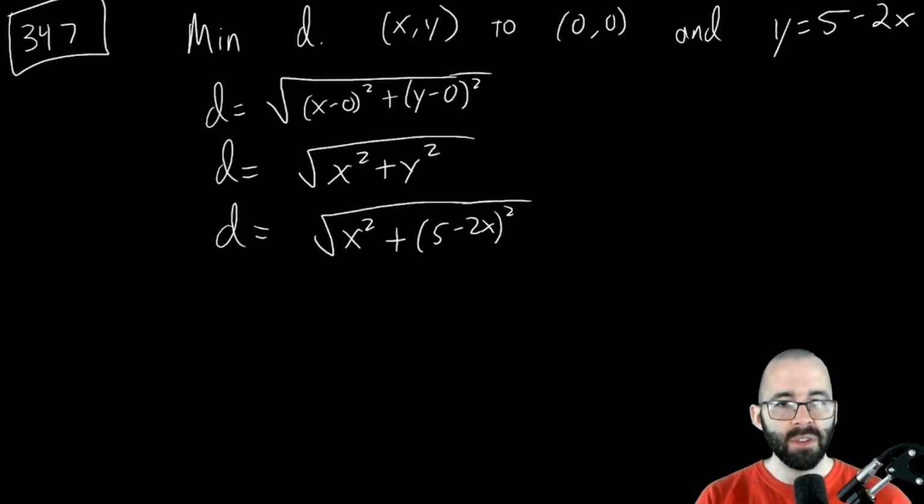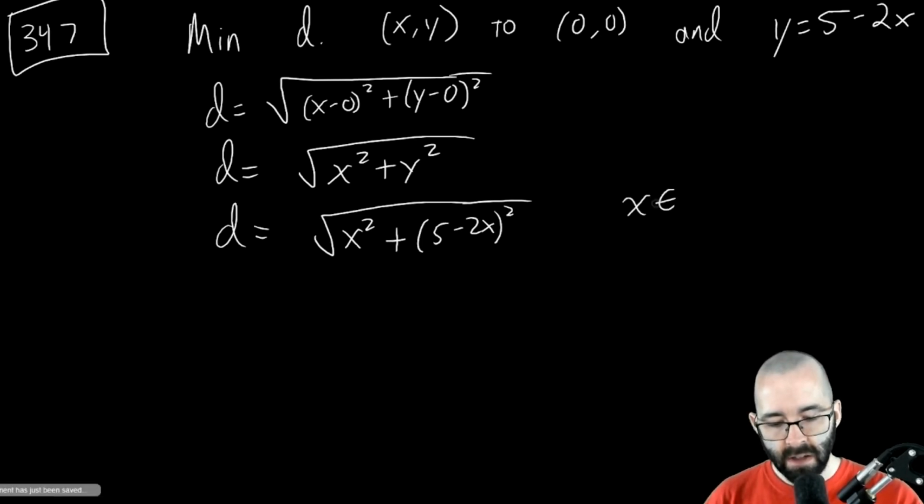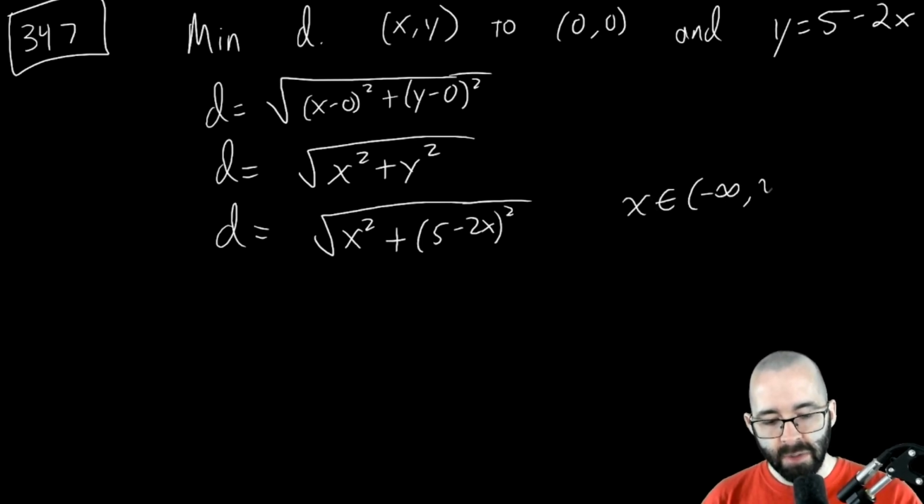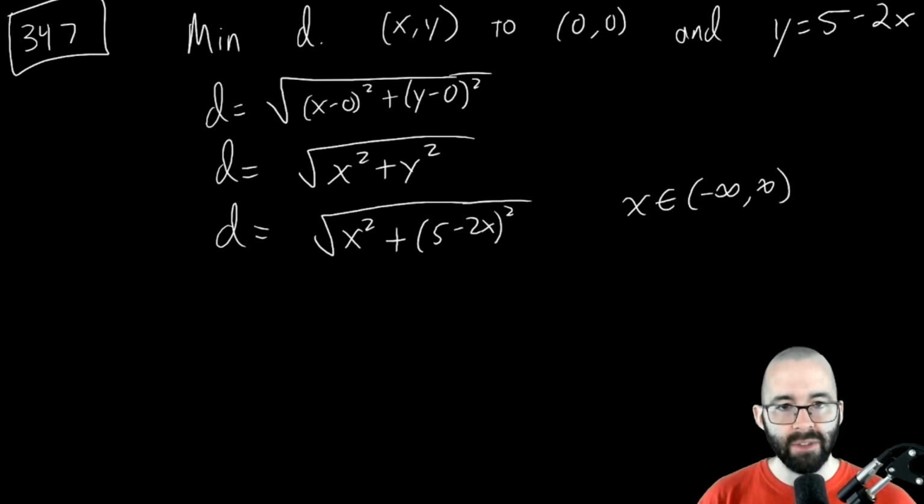Minimize this distance. What's our domain? X can be anything. X is in the interval from negative infinity to positive infinity.